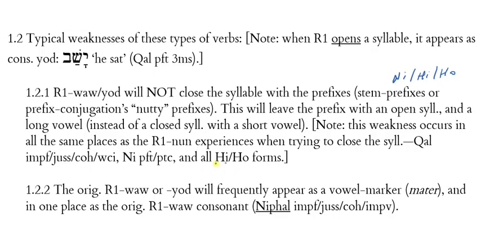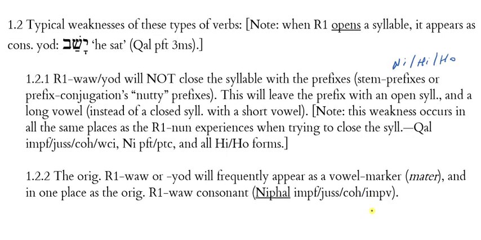happens here. Another weakness is that the original root 1 vav or yod will frequently appear as a vowel marker. That is, one of the mater letters. And so it's not really a consonant in this situation, it's a vowel. And in one place, the original root 1 vav will occur as a consonant, and it occurs only in the nifal stem with the nutty prefixes, and we'll see examples of that.